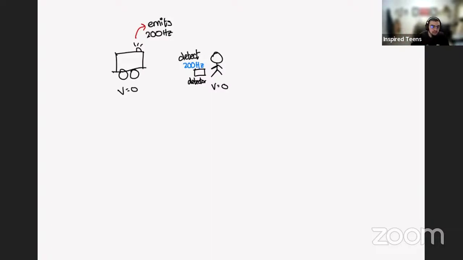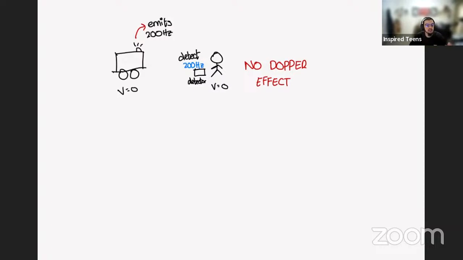So in this case, there is no relative motion between these two objects, so there is no Doppler effect observed. Why? Because they are both stationary. There's no relative motion between the two, meaning they're not traveling at different velocities. When both are stationary next to each other, whatever frequency of sound the sound source emits, that's what the listener or detector would detect, the exact frequency.